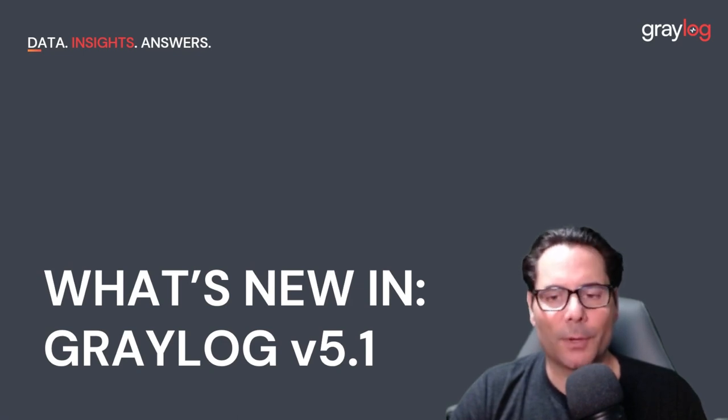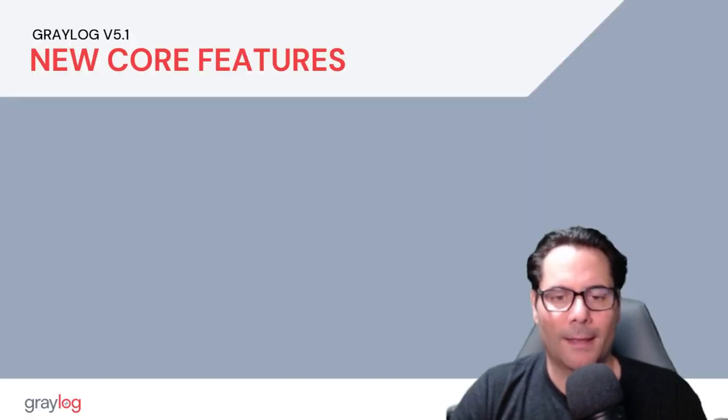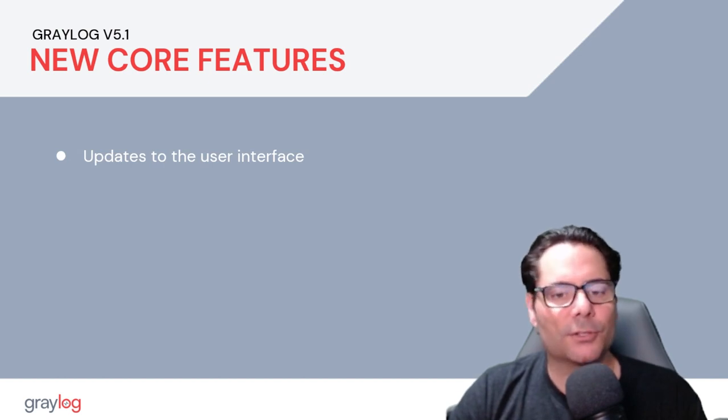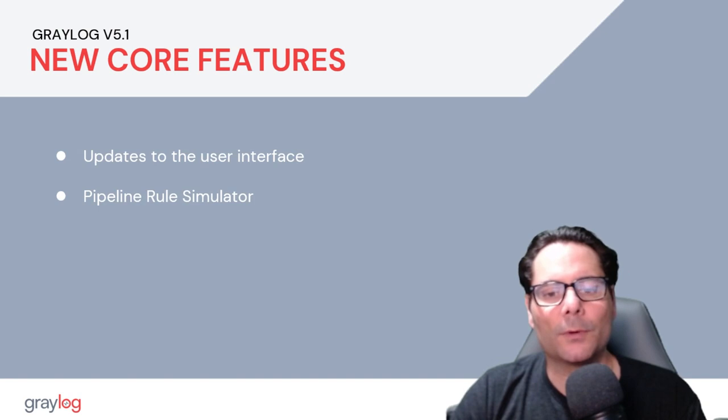In this video, I'll be showing you some of the new features and changes within Graylog release 5.1. To start off, we have many new core features in Graylog. We've got updates to the user interface. We have a new pipeline rule simulator. It's an excellent way to test your pipeline rules with a message and not ingest logs while doing it.